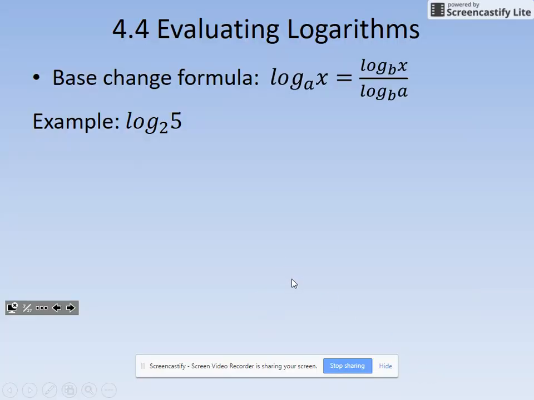All right, let's talk about the base change formula. First, let me tell you why we want to know about it. As we talked about a moment ago, we have log base 10 and we have log base e, which of course we write as the natural log. But most calculators only have those.